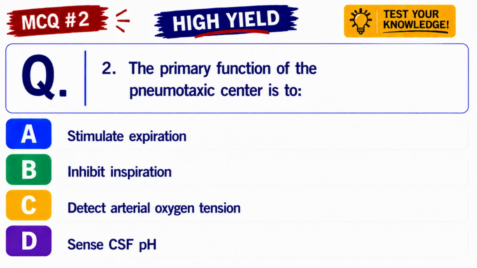Question 2. The primary function of the pneumotaxic center is to A. Stimulate expiration, B. Inhibit inspiration, C. Detect arterial oxygen tension, D. Sense CSF pH. The answer is B.